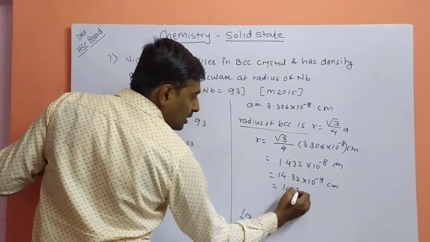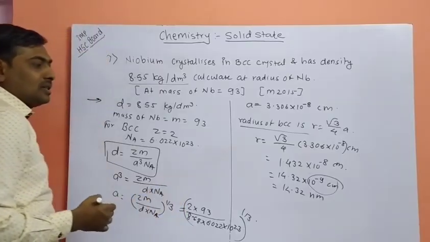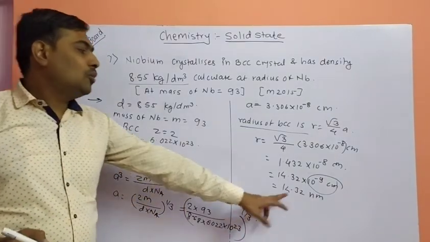That is 1.432 nanometer. 10 raised to minus 9 is nanometer. So what is the radius? 1.432.